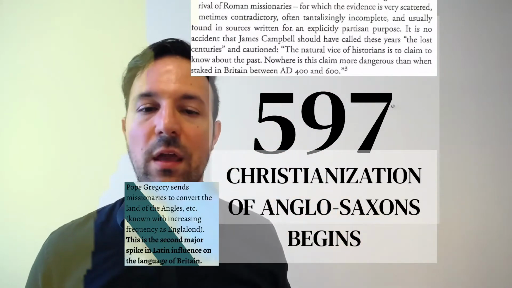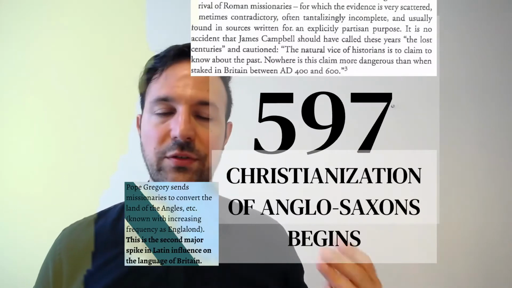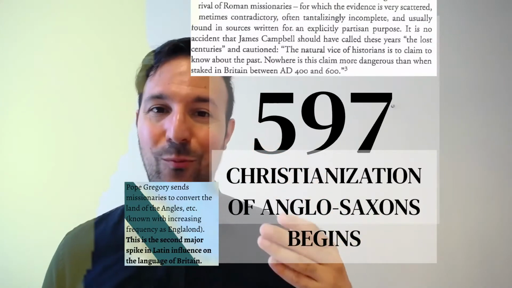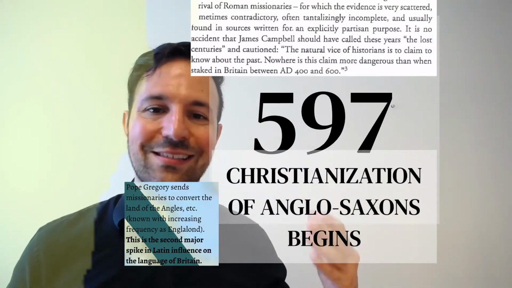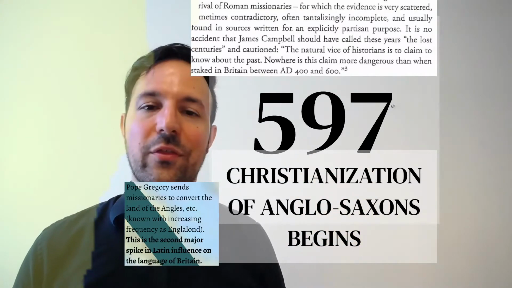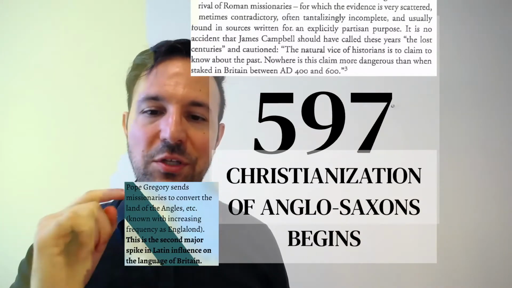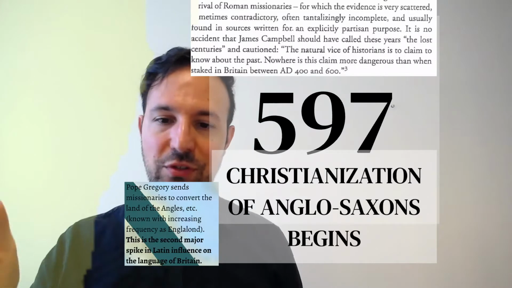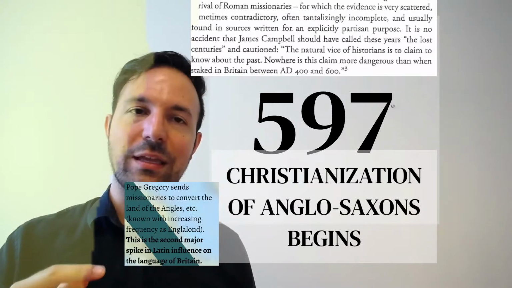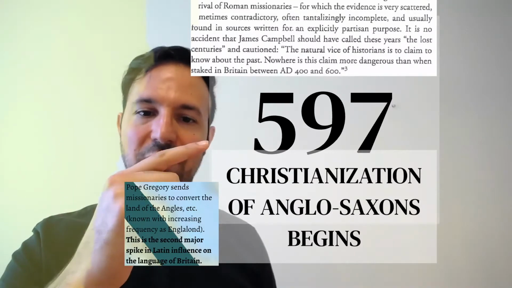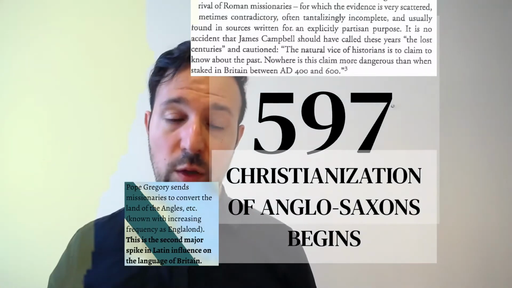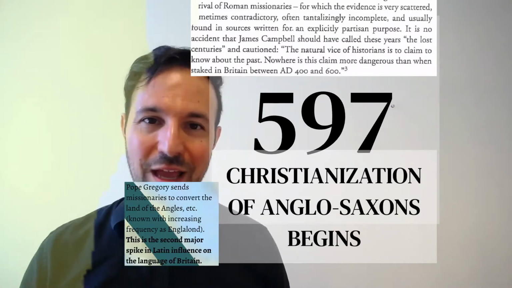In 597, they become enough of a presence in their own right as a permanent people, the Anglophone, the people who speak the varieties that will become known as English, right? Become a major enough group of people that Pope Gregory sees fit to send missionaries to convert the land of the Angles, frequently known as Angloland. This is the second major spike in Latin influence on the language in Britain. 597 represents a spike in Latin borrowing in Old English. The first, by the way, would be the Christianization of the Celtic peoples that came before.